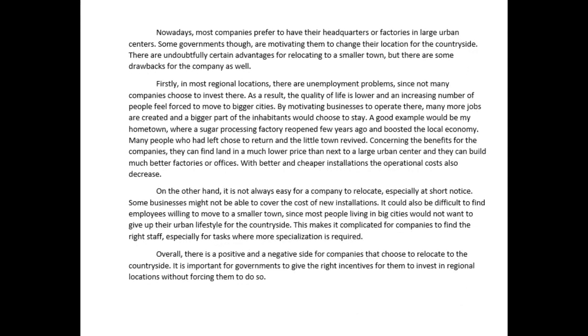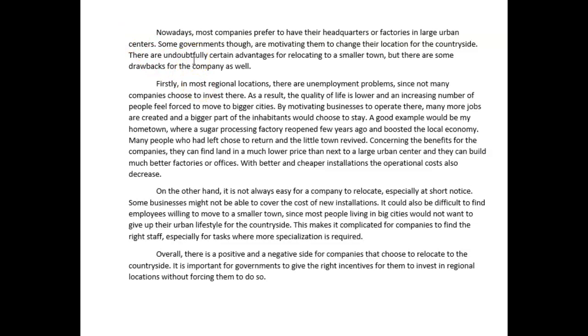Okay, this is one about moving locations, I think. It looks like it. Let's see. Nowadays, most companies prefer to have their headquarters or factories in large urban centers. Some governments, though, are motivating them to change their location for the countryside. They're undoubtedly... Undoubtedly is what you want here.